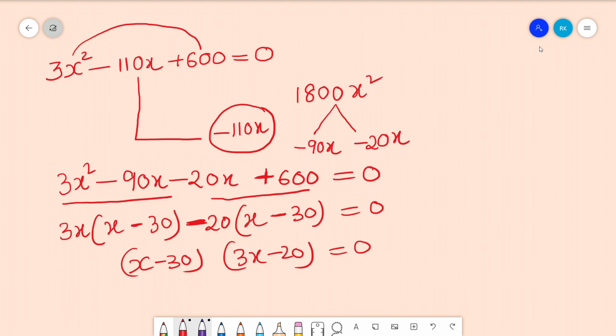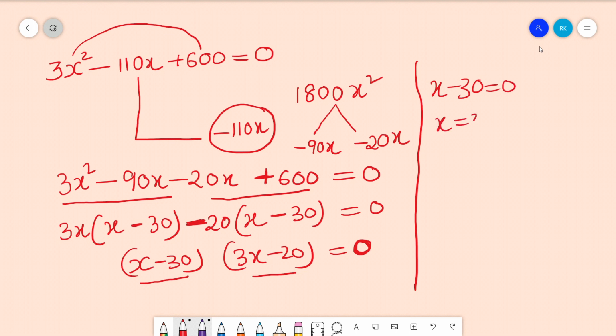Product of two terms will be 0 only when one of them is 0. Either this must be 0 or this must be 0. Only then we can get the product as 0. So let's equate both the terms with 0. So I am getting x as 30. The other value of x is 3x minus 20 is equal to 0, 3x is equal to 20, x is equal to 20 by 3. So we got two values of x.